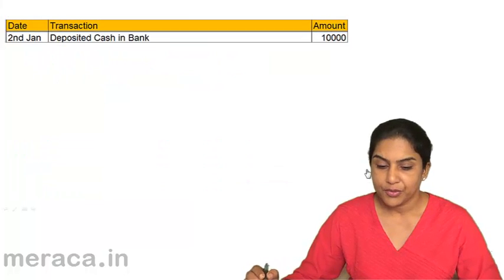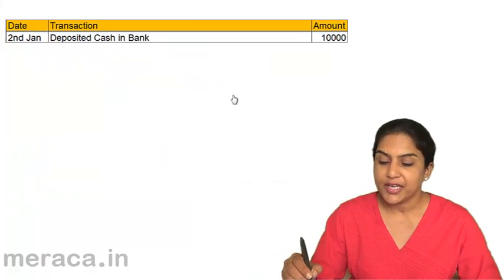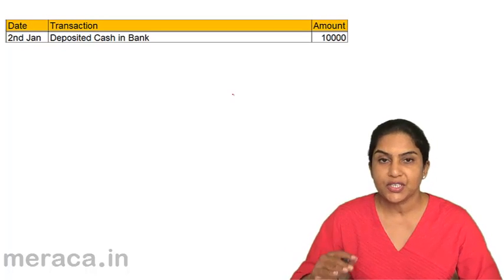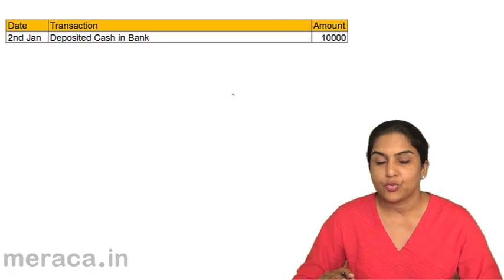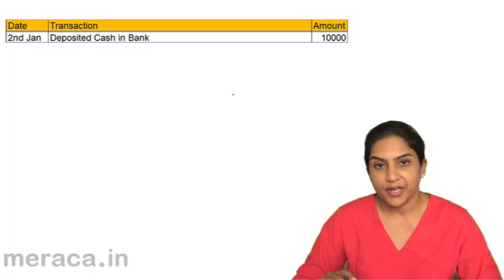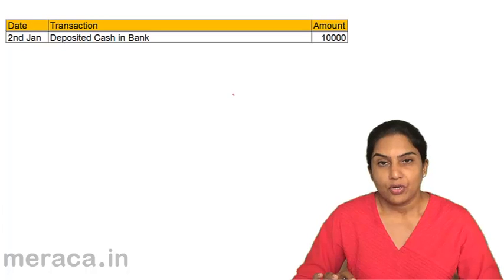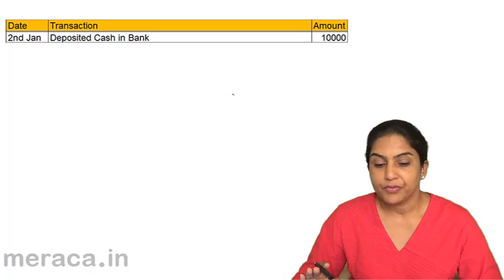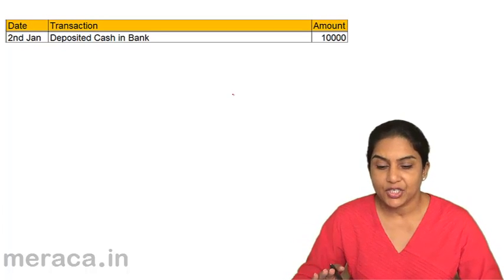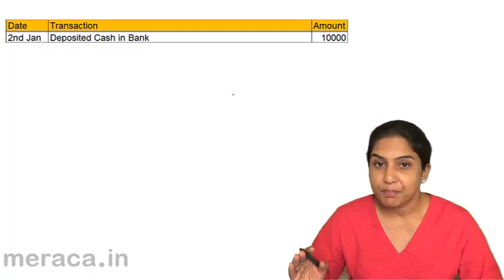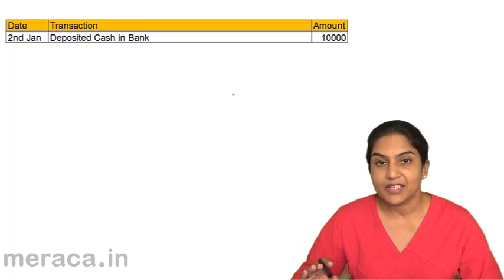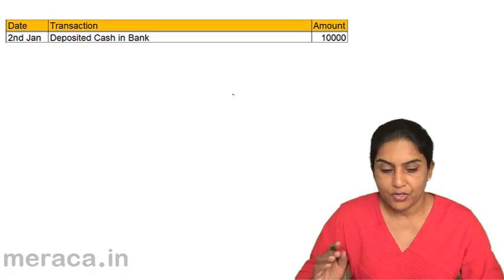Next, what were the other transactions? Deposited cash into bank. So what is cash? Cash is a real account. Money has been deposited into the bank. So money goes out, we credit cash. Bank is a personal account. Debit the receiver. So debit the bank account.